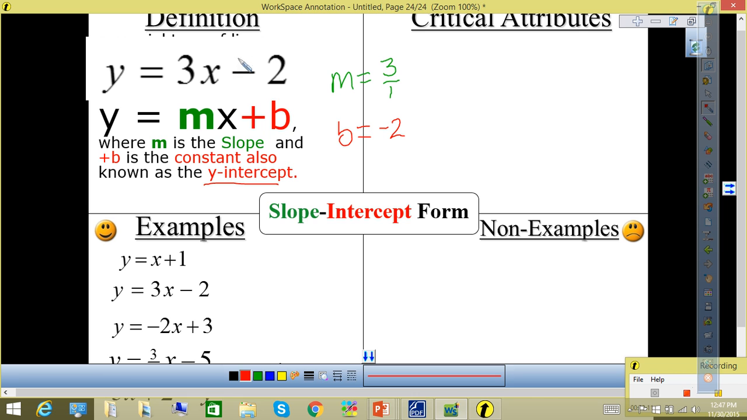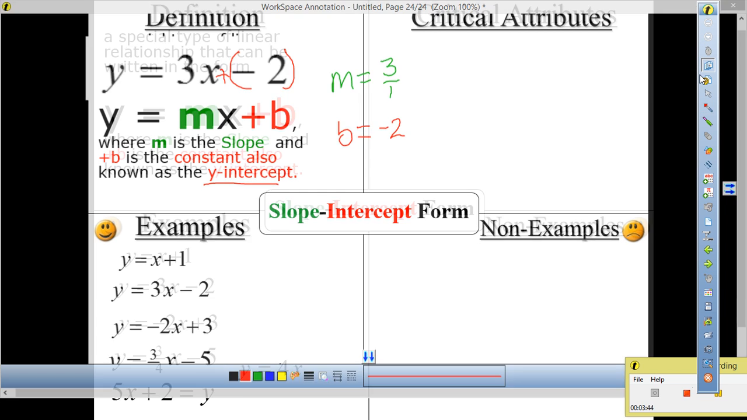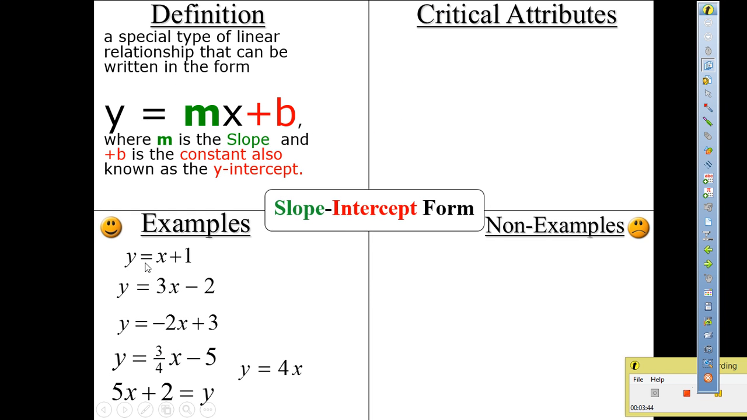Now, why negative 2? Because this could be written like this. Remember, at the beginning of the year, the plus negative 2. Does everybody see it? So with that same idea, is this in slope-intercept form? Yes. What is our slope? 1 over 1. What is our y-intercept? 1.